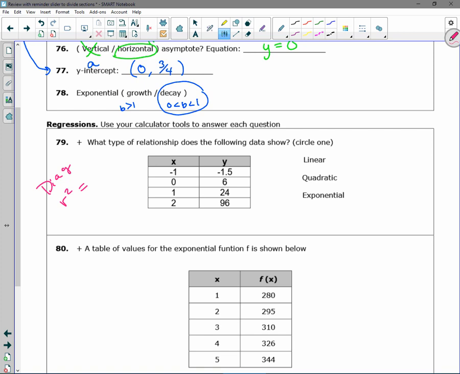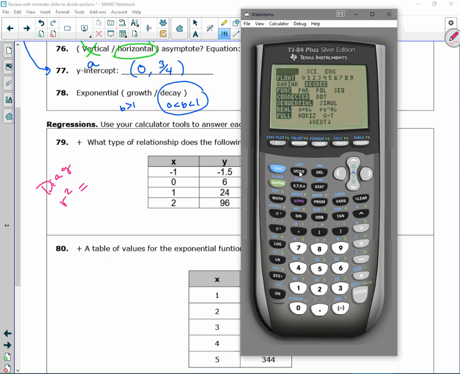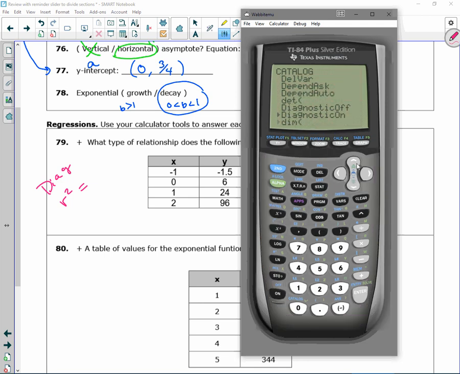There are two ways to turn on diagnostics. The way that I like to do it might not be the way that you've seen it with your teacher, but if you go to mode and you go all the way down to the bottom, if you look right here, it says Stat Diagnostics. I'm going to arrow up and turn it on. The other way is to do second 0, go alpha D, and go all the way down to diagnostics on, and then click enter twice.